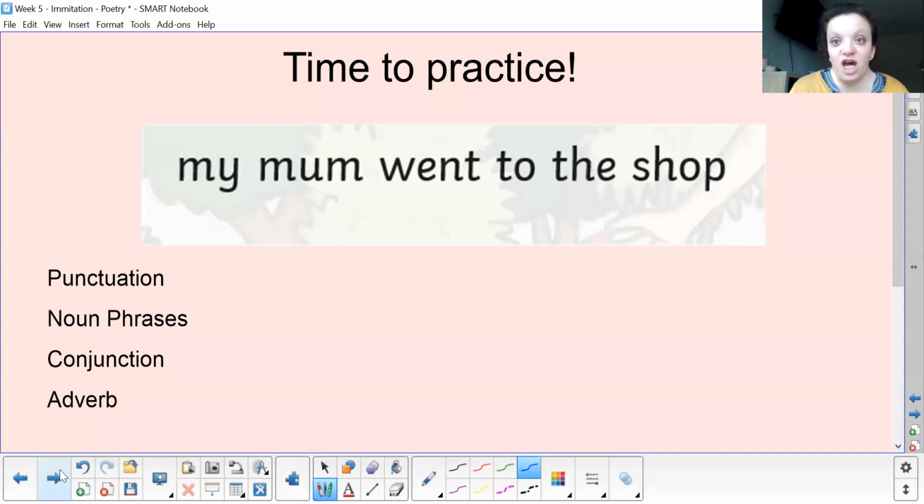So let's have a go at practicing. I've got a very simple sentence here. My mum went to the shop. Okay, it hasn't got the right punctuation, hasn't got any of our features that we wanted to have in our sentences. So pause the screen now and have a go at up-leveling this sentence the best way you can. Off you go.